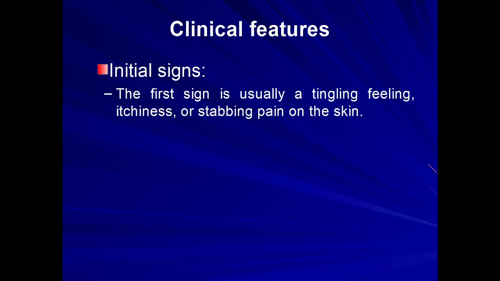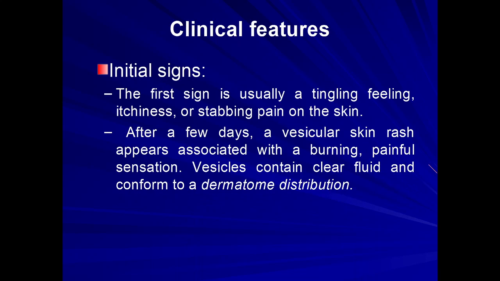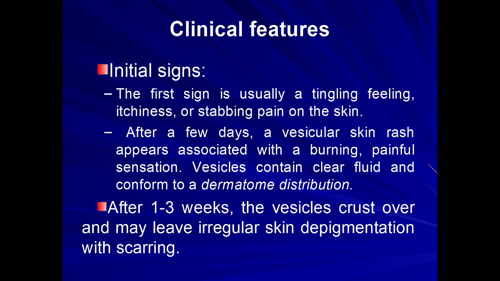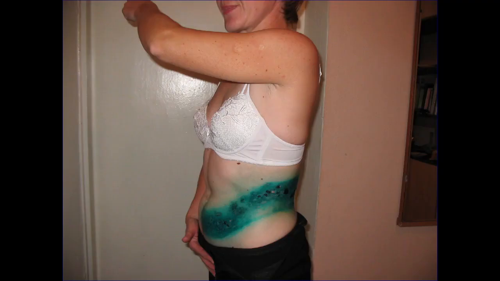Initial signs will include tingling, itchiness, or pain in the skin in a specific area. After a few days, a vesicular skin rash appears, associated with a burning, painful sensation. Vesicles contain clear fluid and usually are at the specific dermatome. After 1 to 3 weeks, the vesicles crust over and may leave irregular skin depigmentation with scarring.